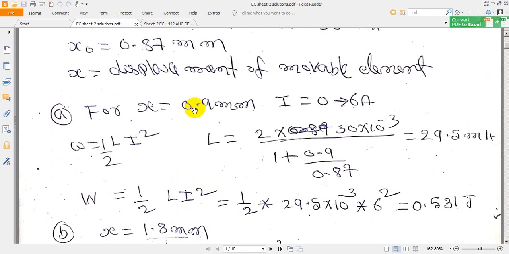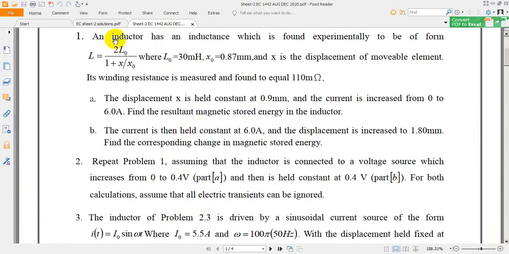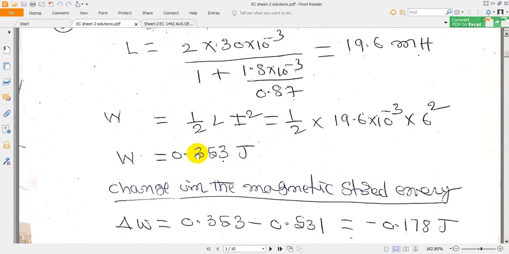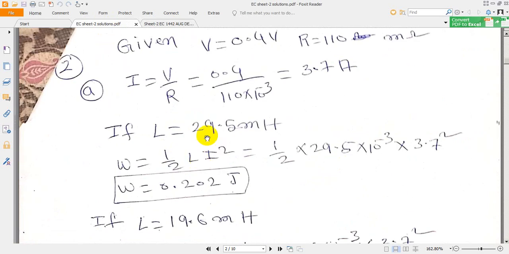This inductance at a distance of x equal to 0.9 mm, inductance L is equal to 29.5 millihenries. So energy will be half L I square, half into L value into I square, current value 3.7 square. We are getting energy is equal to 0.202 joules.